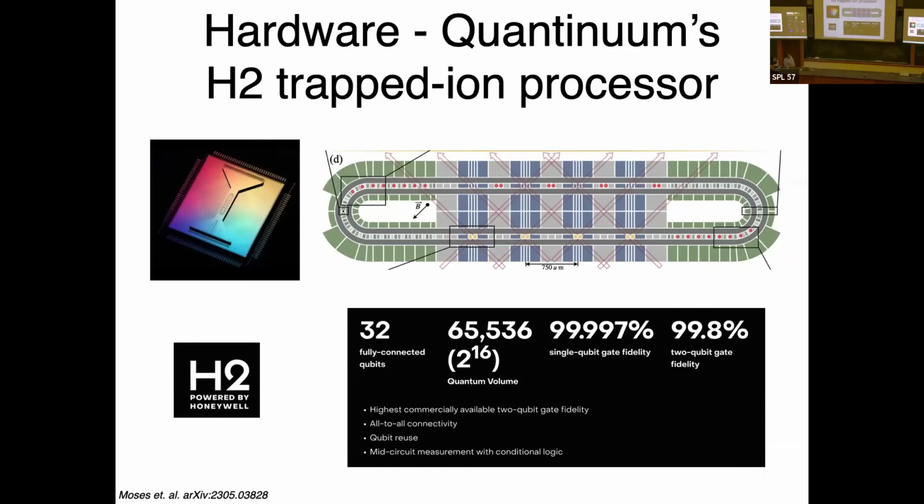Okay, so this is the quantum device we worked with. Trapped ions, so I won't go into the details over here, except they have very good fidelities for two-qubit gates.